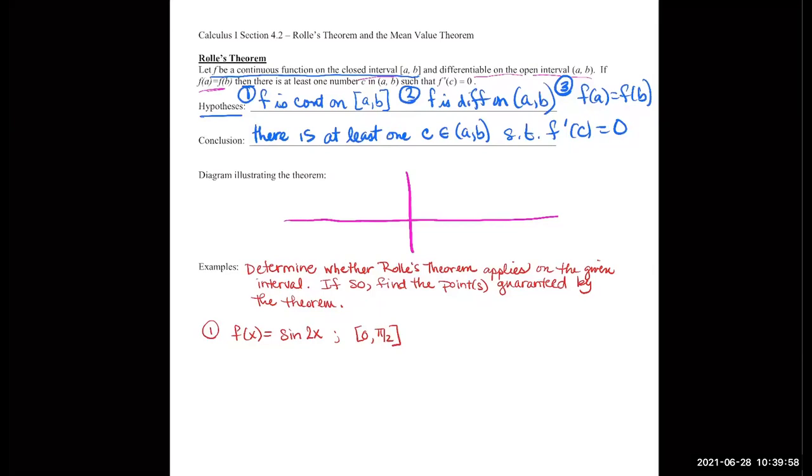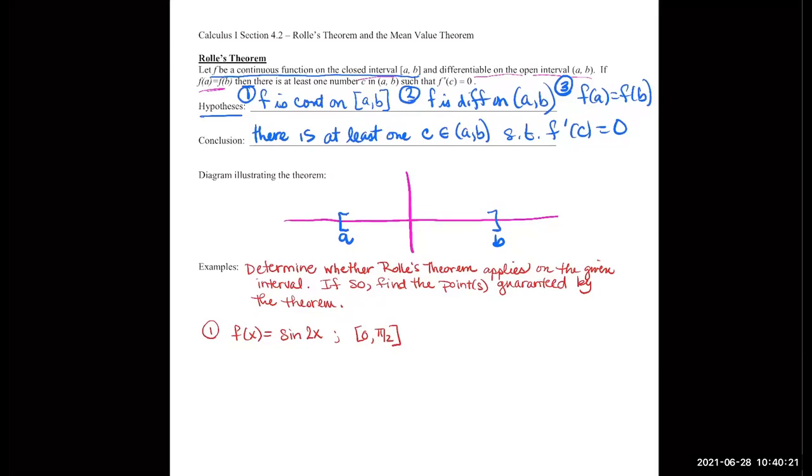So f has to be continuous on a closed interval. So notice I'm just making a closed interval. So put that a and b anywhere you want. And I'm going to draw a curve. It's continuous, so that means when I draw it, I can't, you know, lift my pencil. It's differentiable, which means when we draw it, there are no sharp points.